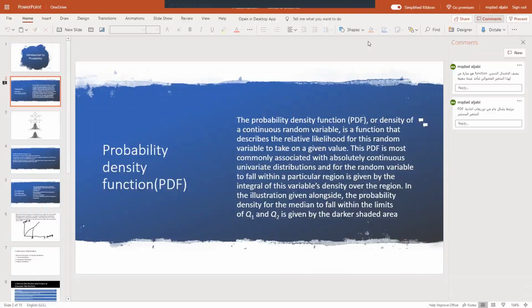univariate distributions, and the probability for the random variable to fall within a particular region is given by the integral of this variable's density over the region. In the illustration, the probability density for the median to fall within the limits of Q1 and Q2 is given by the darker shaded area.